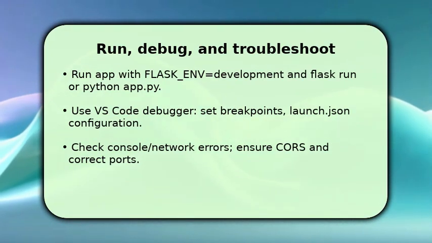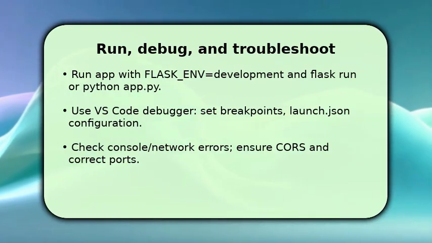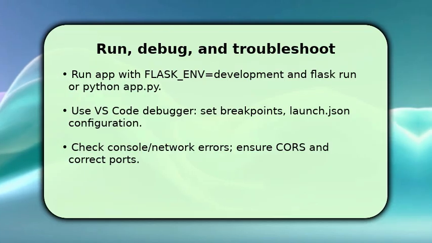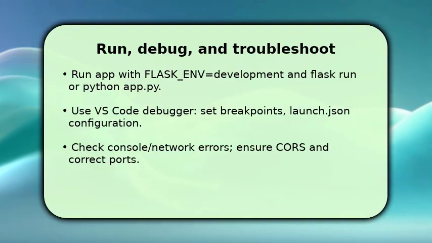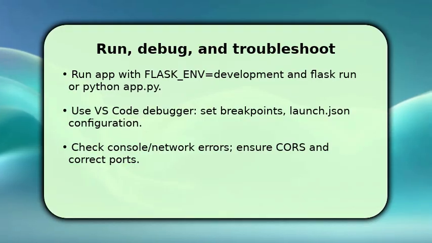Start Flask in development mode and open the live server or browser at the correct port. Use VS Code's debugger to step through Python code and set breakpoints in both backend and browser dev tools for front-end scripts. If requests fail, check the Network tab, server logs, and whether CORS blocks requests.